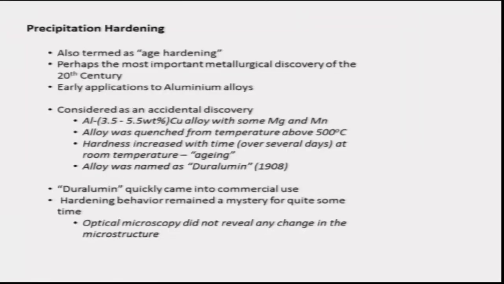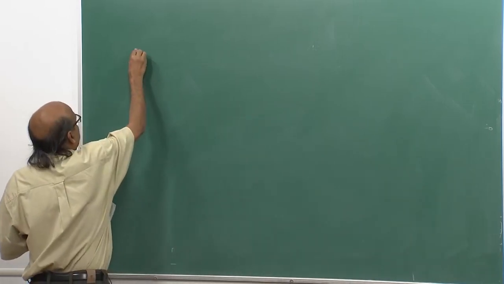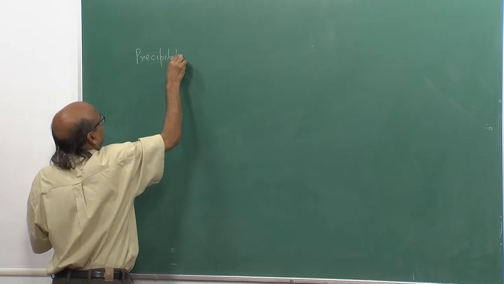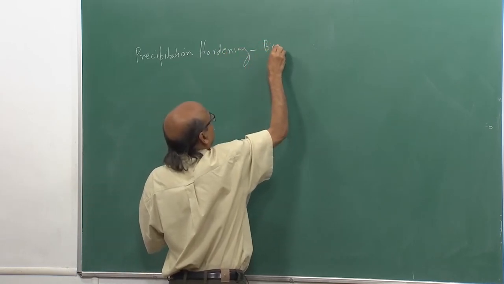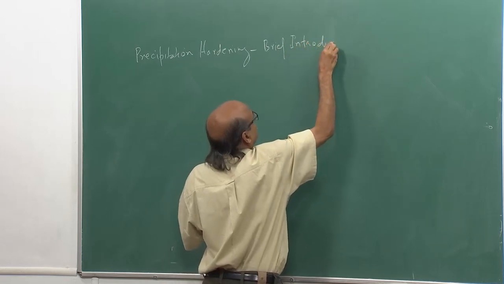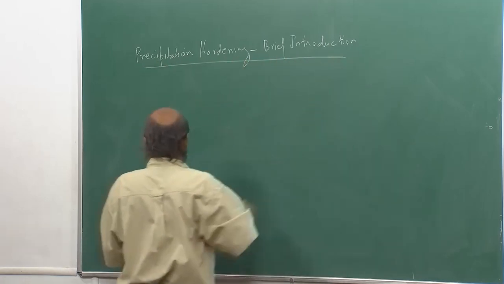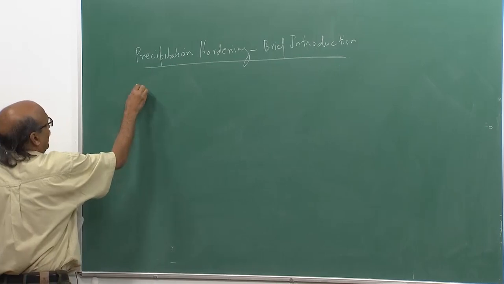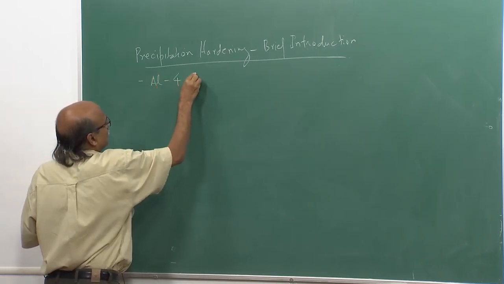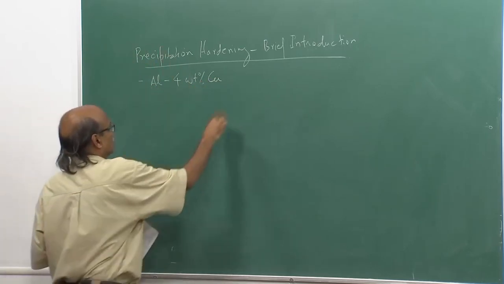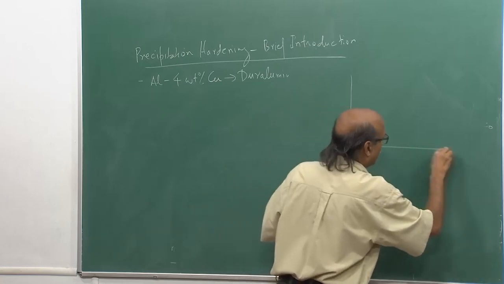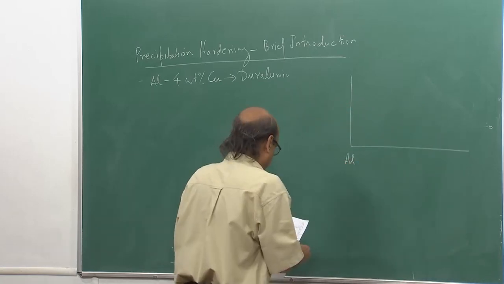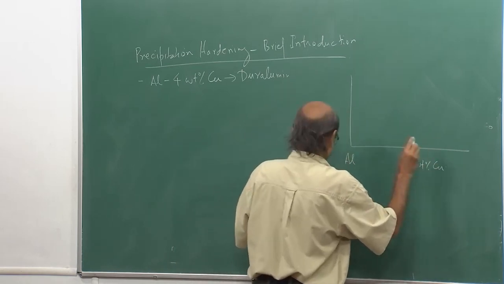And now, just very briefly, we will discuss what is happening in precipitation hardening. So this is going to be a brief introduction to precipitation hardening, in fact very, very brief. Let us consider this aluminum-copper alloy, and specifically consider the aluminum 4 weight percent copper alloy, which is called duralumin. If I look at the phase diagram for aluminum-copper, or part of the phase diagram, this is aluminum, weight percent copper.